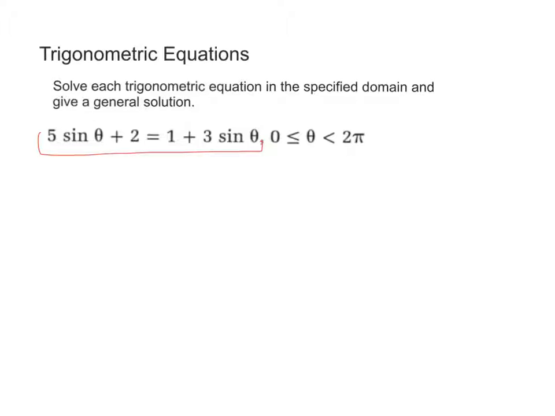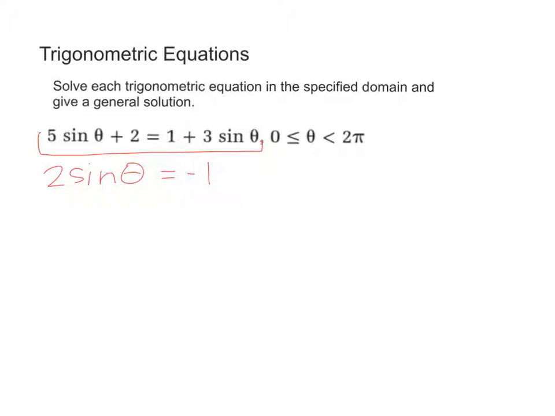Combine like terms, right. So we'll move all the sines to one side and the numbers to the other. So if I subtract 3 sine from both sides, I have 5 sine over here. Subtract the 3 sine, I have 2 sine theta. And then I had 1 on the right, but I'm going to subtract 2. So I'll have -1.